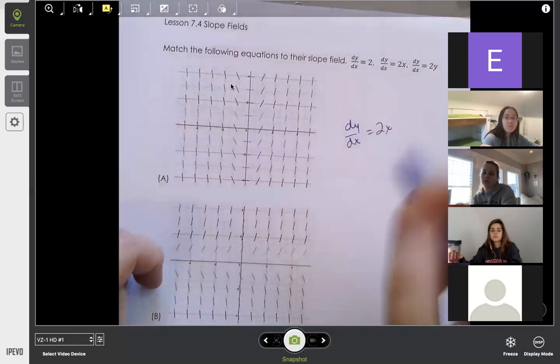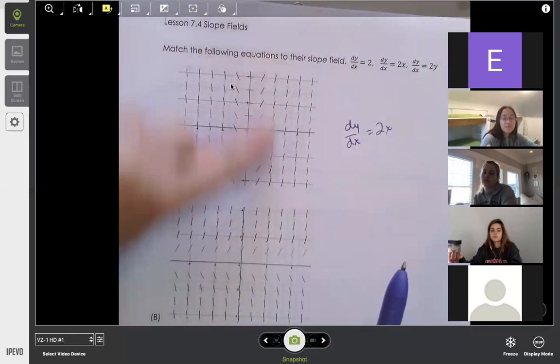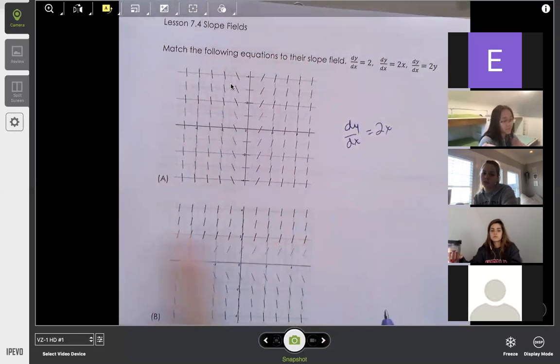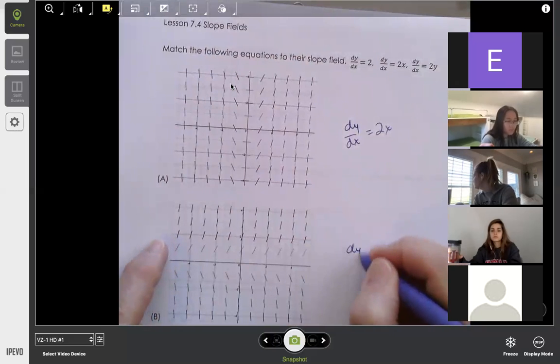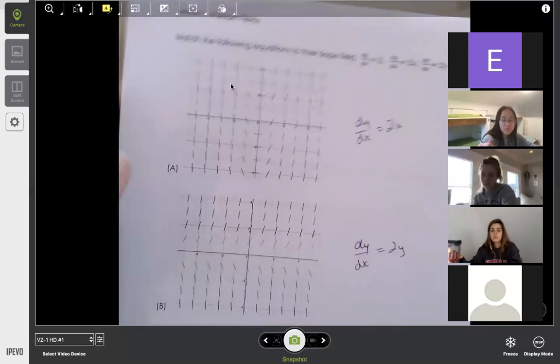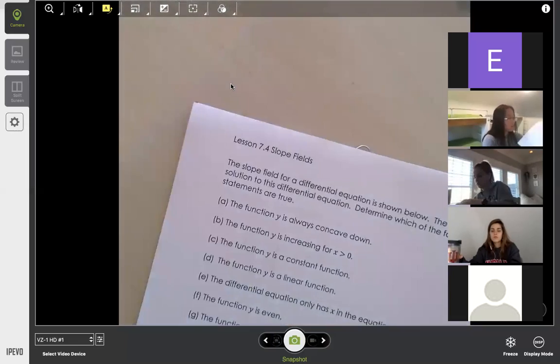Right. Because it's only based on x, y doesn't matter. So if you look up and down a line where x is constant, they're all the same. Here, if you look across, where y is constant, all the slopes are the same. The derivative depends only on y. Yep. All right.